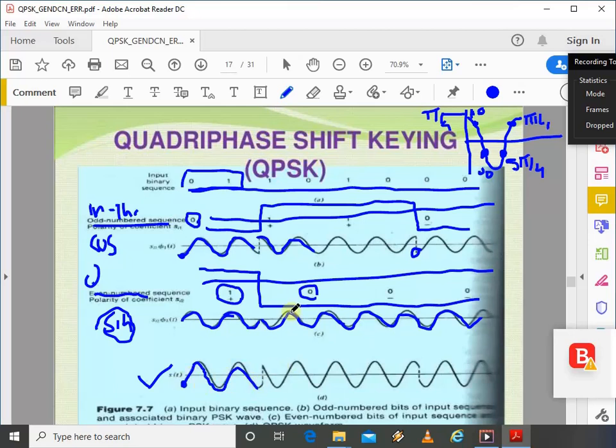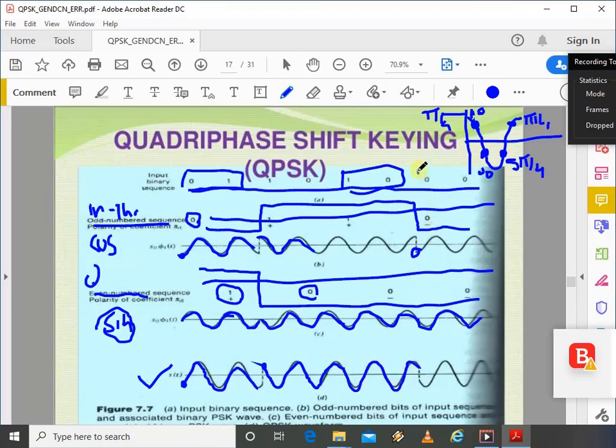Next dibit is 10. For 10, we use pi by 4. Means the signal should start from this particular point. You can just see that this is the pi by 4 point. So from here it starts. Okay, completes here. The next cycle comes here, completes here. The next dibit is again 10. For 10 again we use the phase shift of pi by 4. Again it is starting from the same point. Comes here, it ends here.